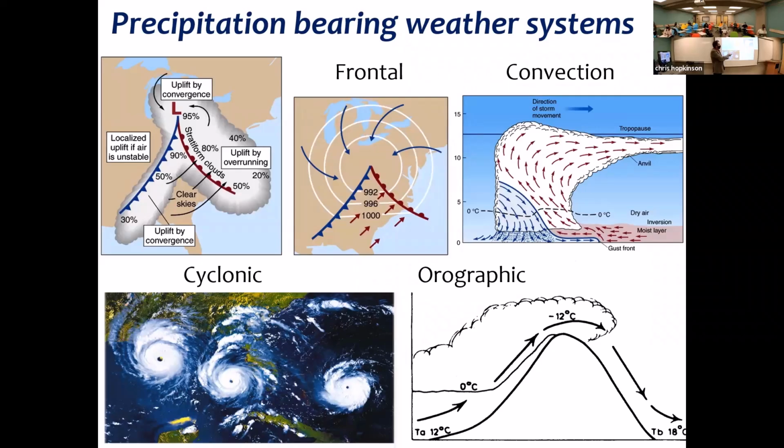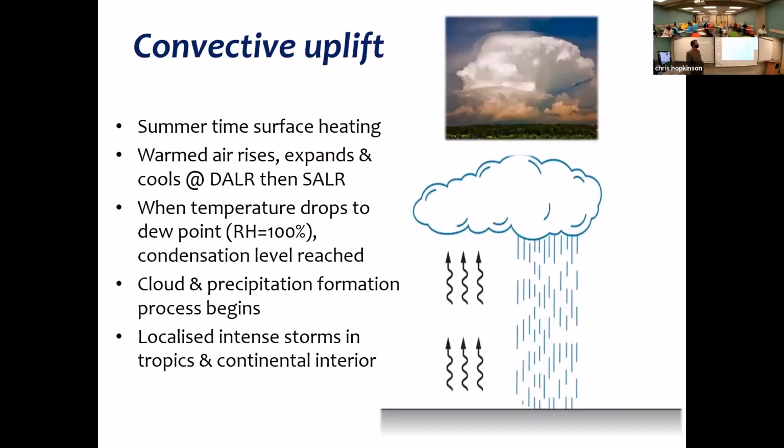Convection, of course, we've got some interesting turbulent circulations in very localized environments. And then at much larger scales, we get this kind of cyclonic activity, and then orographic mechanical uplift there. So again, revision of concepts.